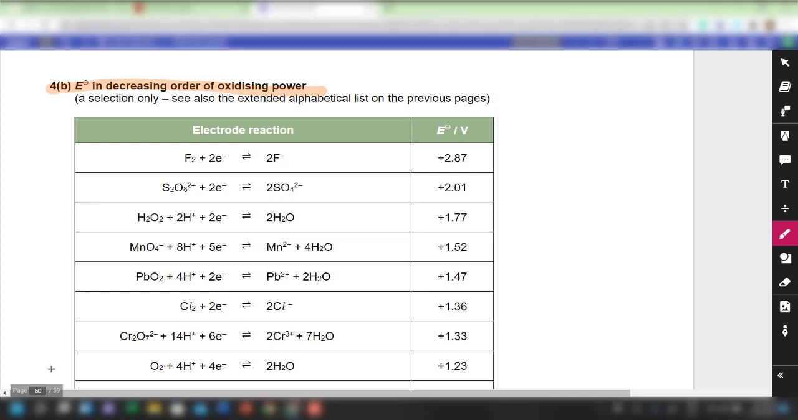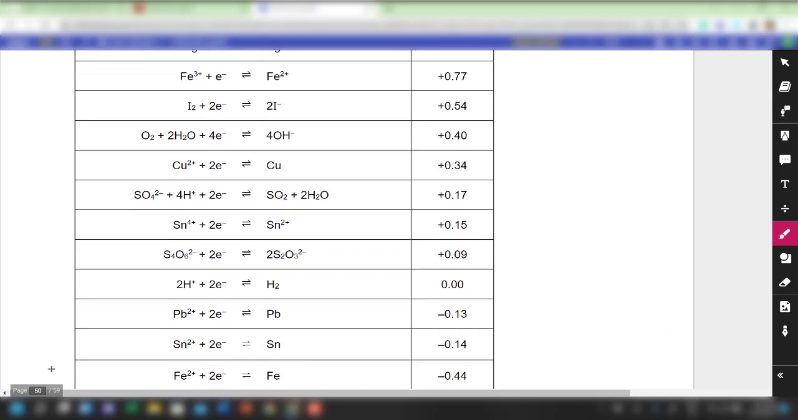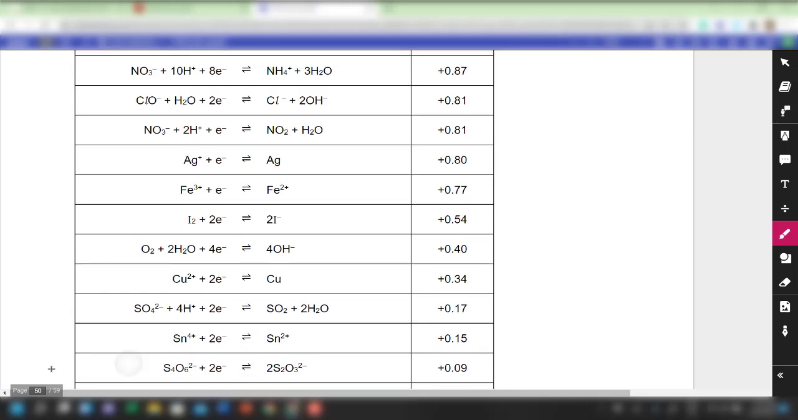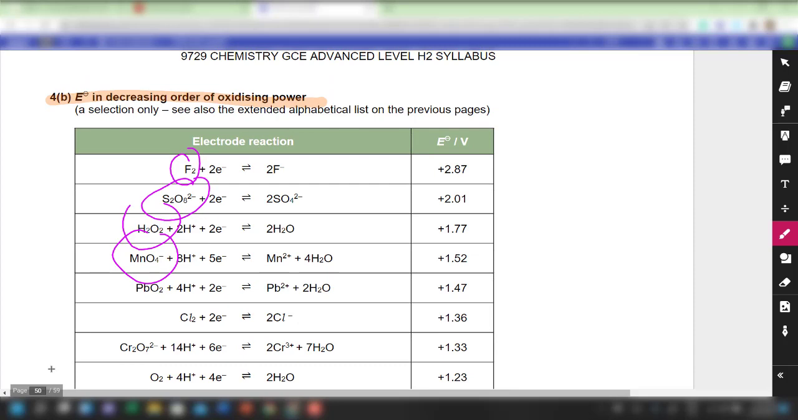Basically, this page tells you that the strongest oxidizing agent amongst them is fluorine, followed by peroxydisulfate and then H2O2, MnO4 minus. In case you need to look for an oxidizing agent, I think this page is useful, but the list is quite limited. They don't provide you with all the oxidizing agents, just selected ones. So it may not be extremely useful, but if you find it useful as a quick look for a potential oxidizing agent, I think this page is fine. Other than that, you can make do with 4A.